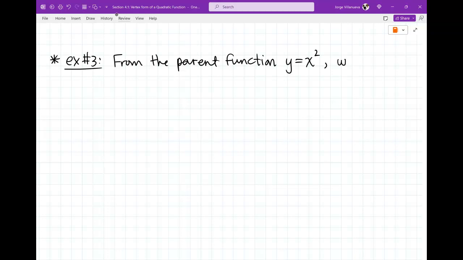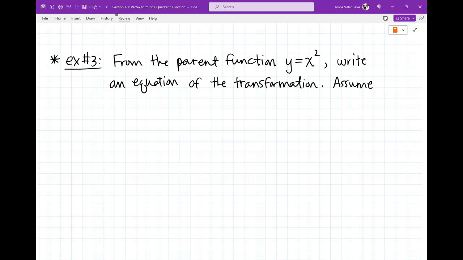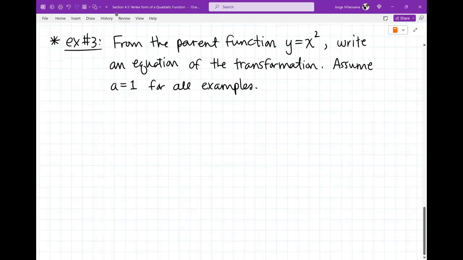Write an equation of the transformation. Remember, transformation means how it moves. You did that with absolute value. So write an equation of the transformation. Assume that a equals 1 for all examples. So in other words, they're telling you, look, A is always going to be 1. Don't worry, A is always 1. So just assume that A is going to be 1.